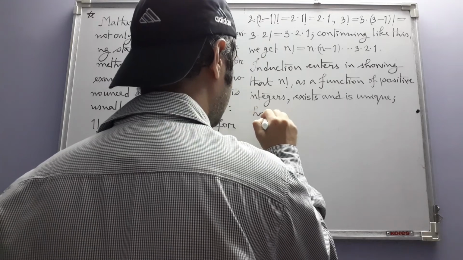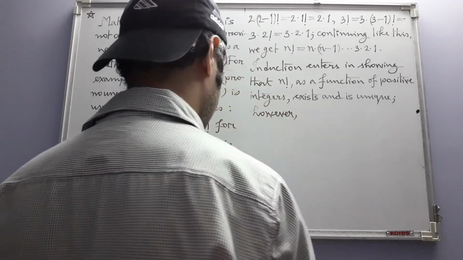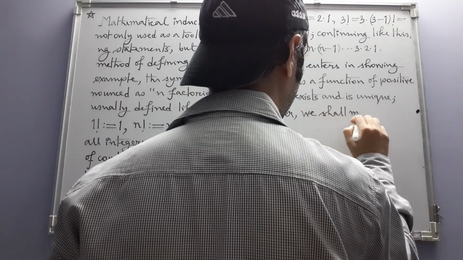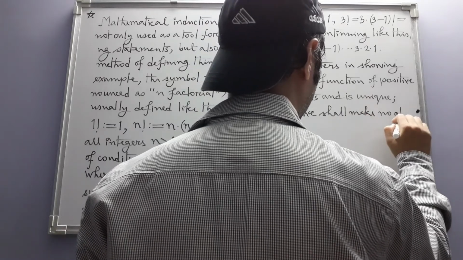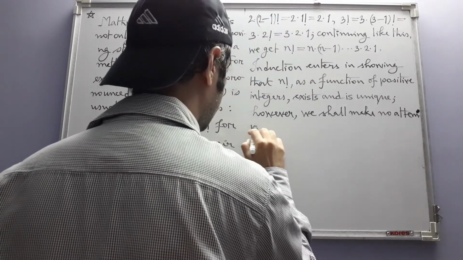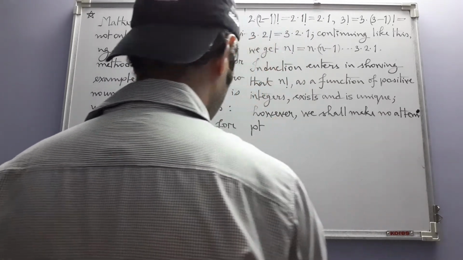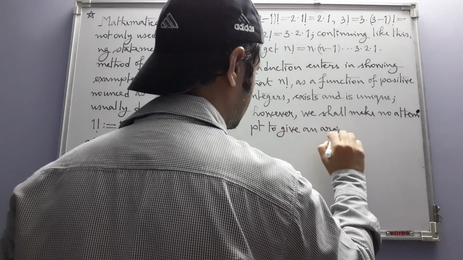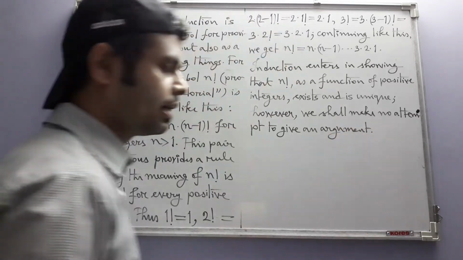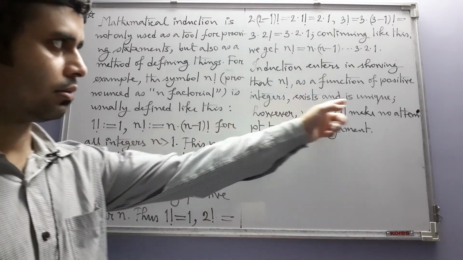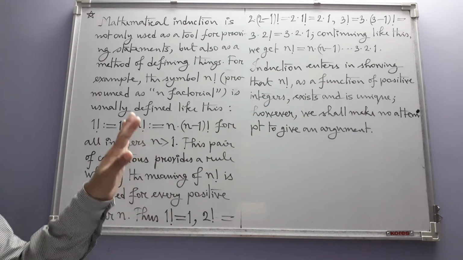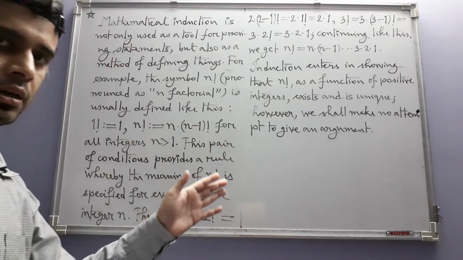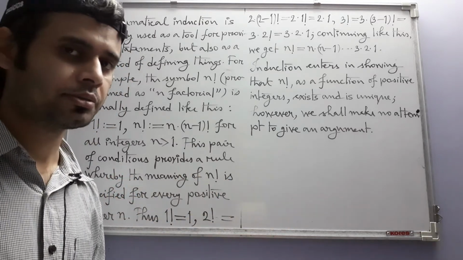However, we shall make no attempt to give an argument, but we don't need an argument, because from Tao's result this is already following. That's why I started Analysis 1 in the very beginning. It has most of the things that you will find in other books being overlooked.